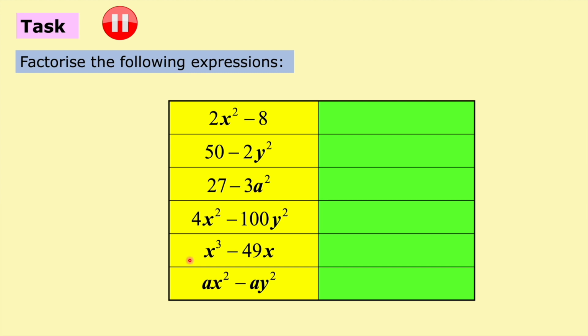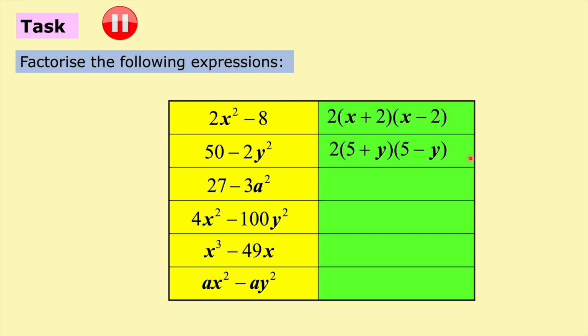Okay, let's go over the answers. So 2x squared subtract 8. We're going to take a common factor of 2 outside, so you should have had 2 and then the bracket x squared subtract 4, leaving 2 as your common factor and then the square root of x squared and the square root of 4 to get this first answer. Second one, you've got a common factor of 2 again, and then you would have been left with 25 subtract y squared. That's where these numbers come from.